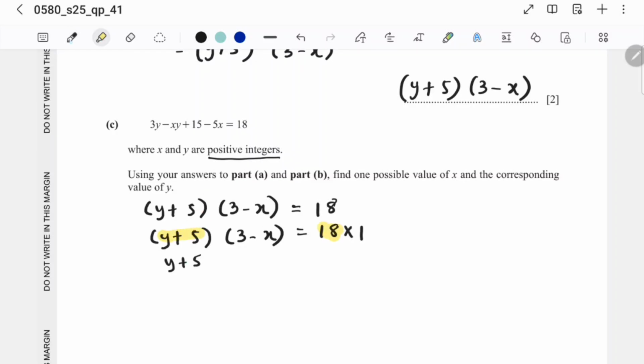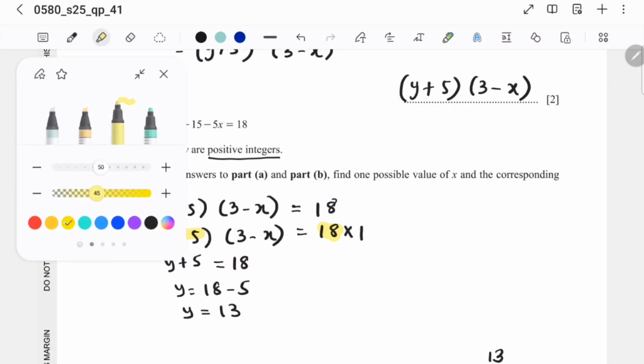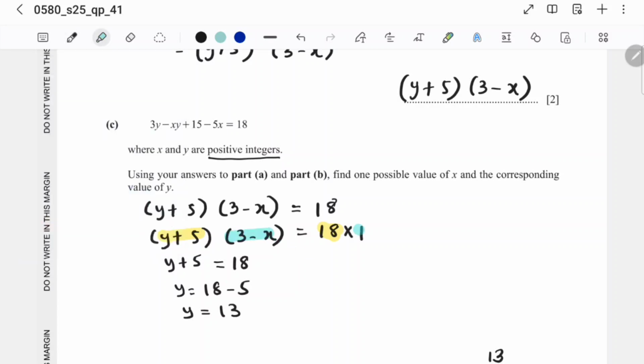If y plus 5 is 18, alright, now we are trying this. So y is equal to 18 minus 5. We are getting a positive number, 13. So y is 13, and 3 minus x we are getting 1. Now I'm trying the second one. So 3 minus x is equal to 1. Then minus x is equal to 1 minus 3, and then you will have minus x is minus 2. Then x is equal to 2. We are getting this.